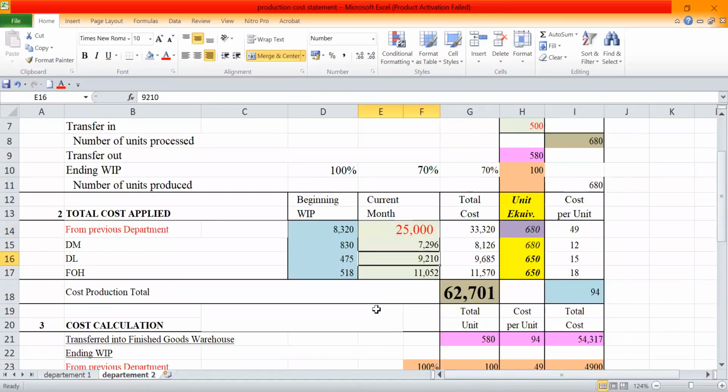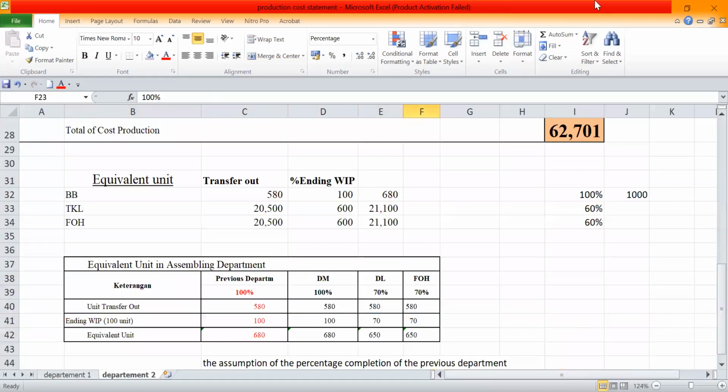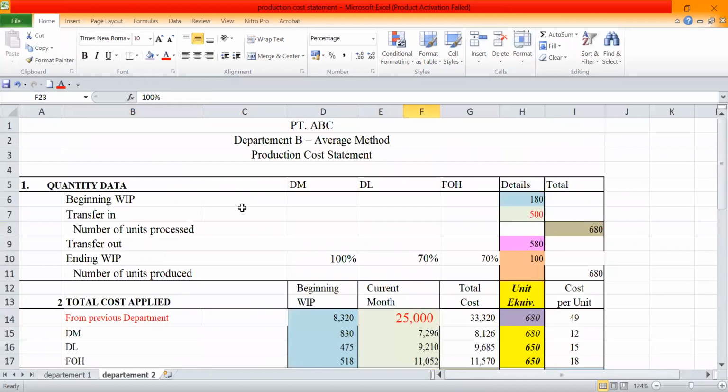Okay, and then again in the third part about the calculation, we also have the from previous department line on the ending work in process, and remember again the percentage completion is 100. Okay, so that's it, the explanation about how to make a production cost statement using the average method for the first and the second department. So thank you and see you on the next video.